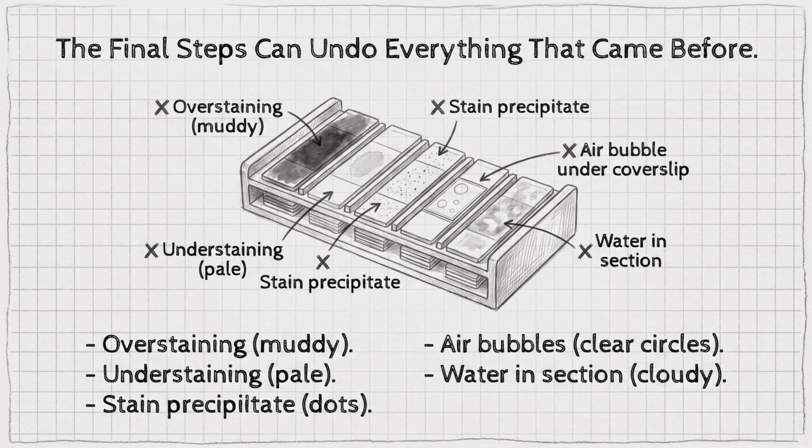We've talked about how critical the initial steps are, but remember, the final steps in the lab can just as easily derail everything. You can have perfect tissue, perfect fixation, but if the sectioning or staining is poor, the whole case suffers. Think about it. A pathologist can't interpret what they can't see clearly. This isn't just about aesthetics, it's about diagnostic integrity.